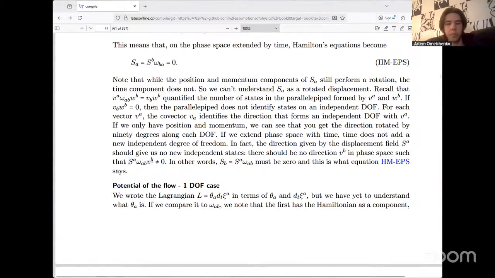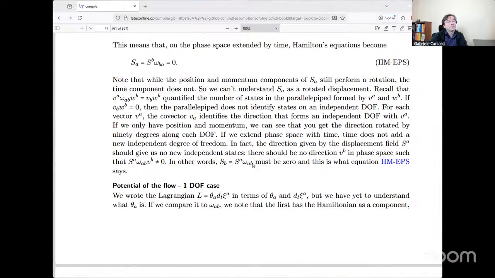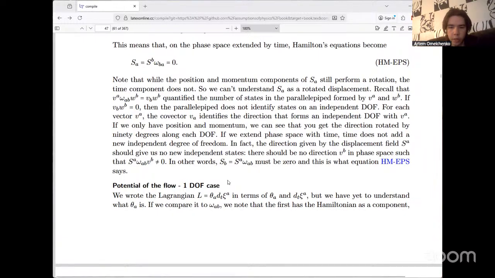And so this expression should always be zero, no matter what VB is, and that means that this part must be zero. In other words, sub B must be zero, and this is what the previous equation says.